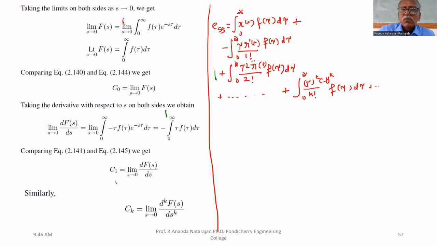So we can take this r of t outside the integration because it is a function of t. Here the integration is with respect to tau. Here also r dash of t can be taken outside. These are all independent of integration. That's why we can take them out.